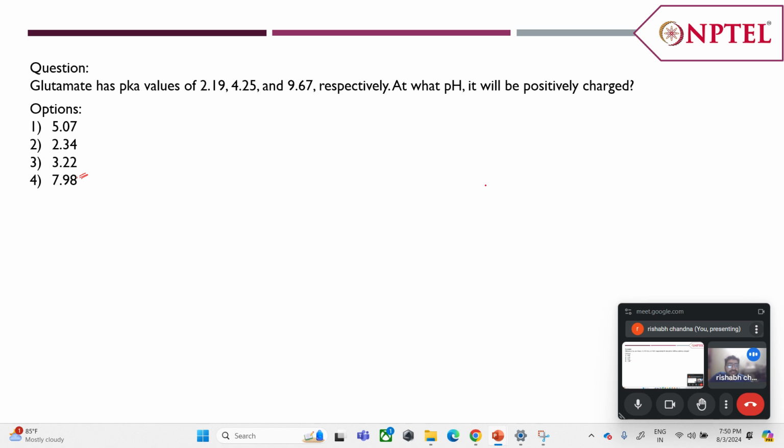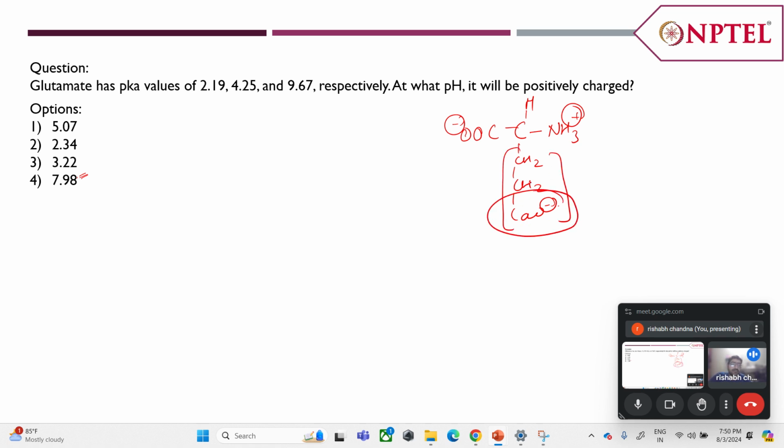So, what is the structure of a glutamic acid? Okay, so this is the side chain of a glutamic acid, and this is the charged group. That's why it's an acidic amino acid. The pK of this particular amino group is 9.67. For this, it's 4.25, and for this, it's 2.19. Okay, so now what will happen.